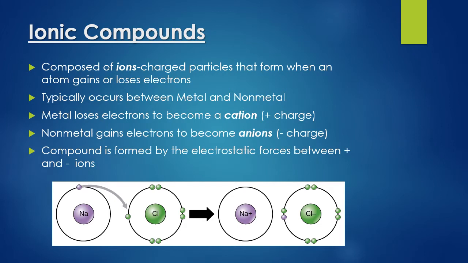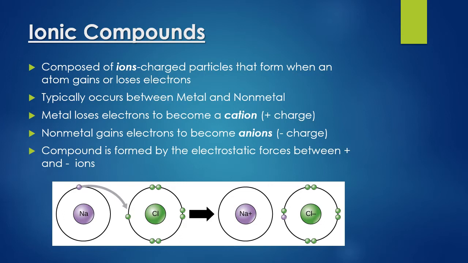So let's first focus on ionic compounds, and we'll come back to covalent in a moment. Ionic compounds are composed of ions, charged particles that form when an atom gains or loses an electron. Typically, this occurs between a metal and a nonmetal.